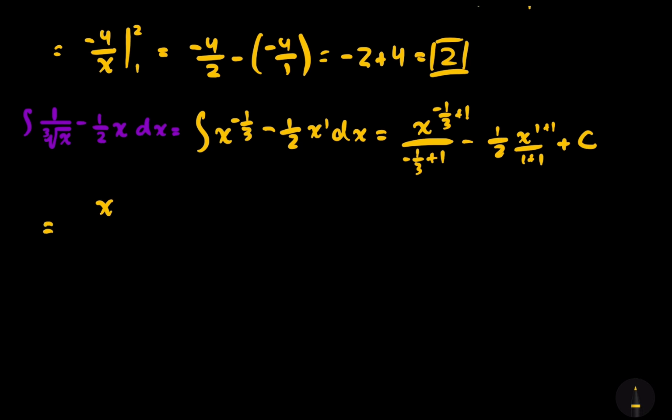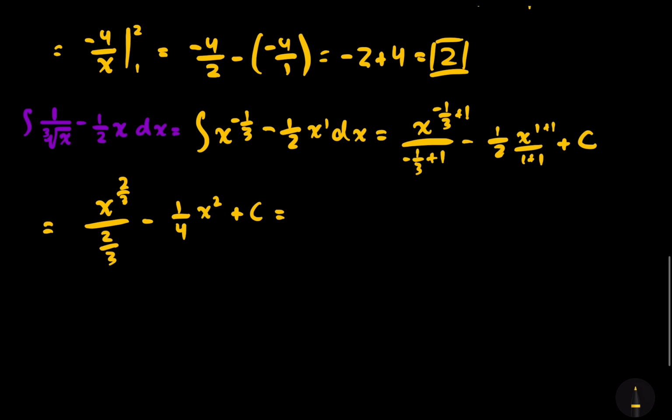So x to the -1/3 plus 1 is just going to be 2/3. And then we are dividing by that 2/3. And then this is just going to be negative 1. Here we have x squared, right? And then here we have a 2 in the denominator and a 2 in the denominator, so we get negative 1/4 x squared plus c.